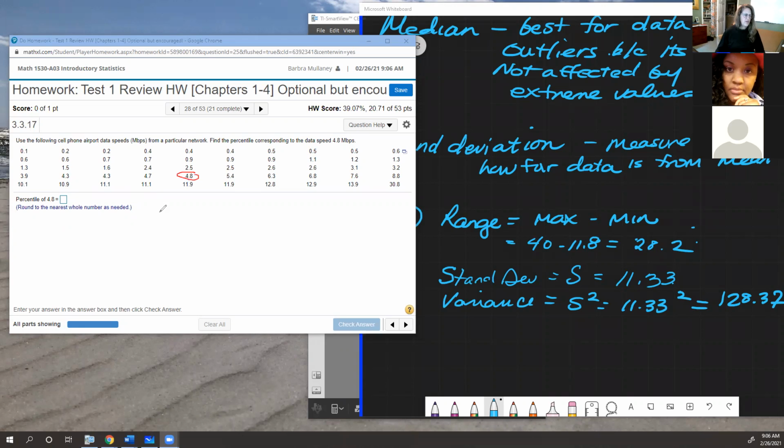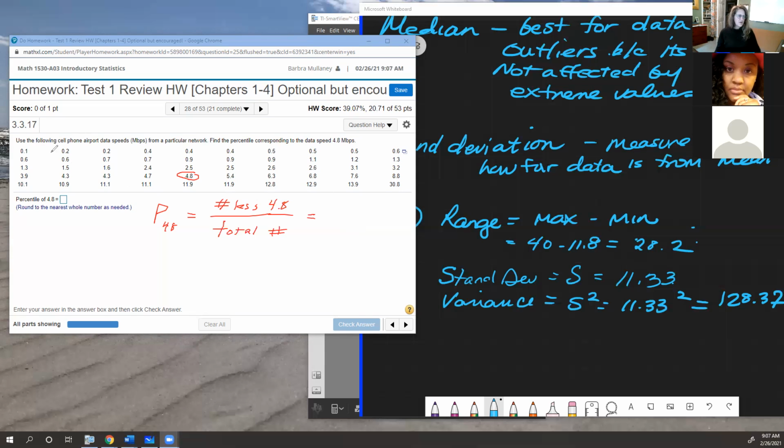All right, so the percentile of 4.8 is equal to the number of cell phone speeds that are less than 4.8, all over the total number of data collected. Okay.